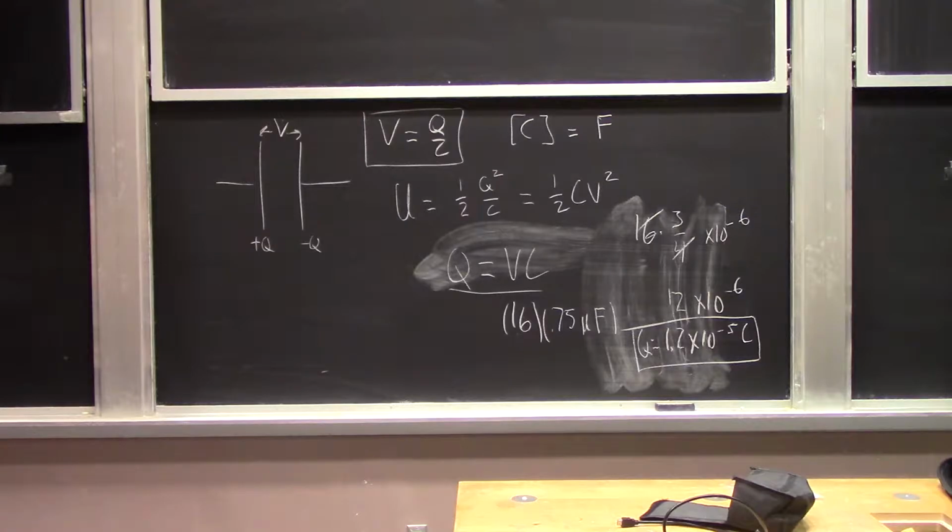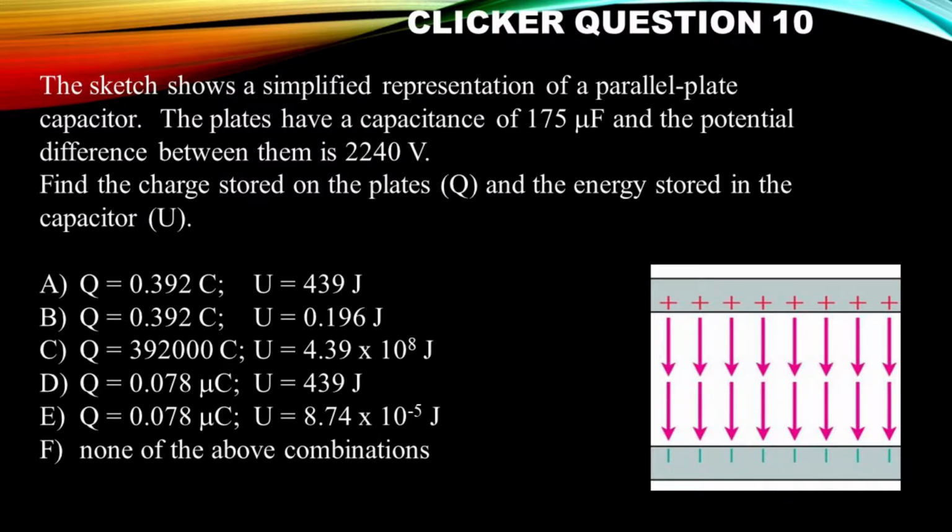Okay, so the next one says, the sketch shows a simplified representation of a parallel plate capacitor. The plates have a capacitance of 175 microfarads and a potential difference between them of 2240 volts. Find the charge stored on the plates of the capacitor and the energy stored in the capacitor. So go ahead and talk about that one.